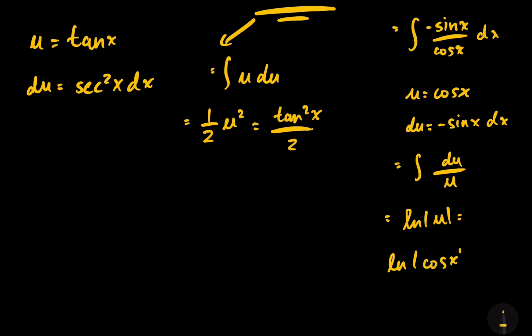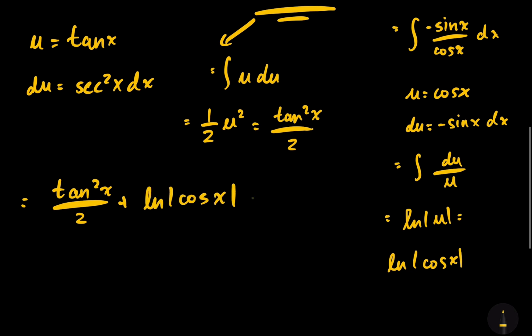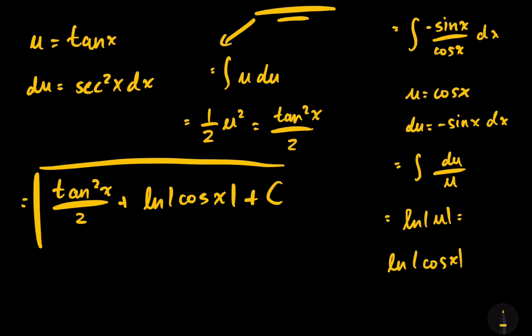We're just back substituting. And so ultimately, our final answer is just equal to tangent squared of x over 2 plus the natural log of the absolute value of cosine of x, and then plus c, right? So we just sum the two integrals up because we brought the negative sign in, so it becomes positive. And so this right over here is actually our final answer.